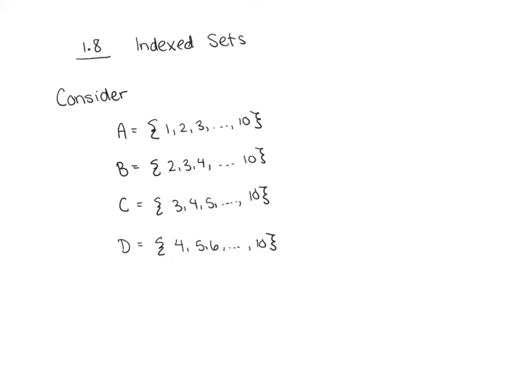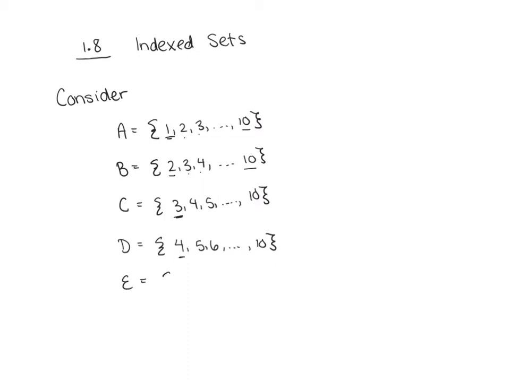In section 1.8, we want to talk about indexed sets. So let's consider an example to begin with. Let's say I've got a bunch of sets. A starts with 1, then 2, 3, all the way up to 10. B starts with 2, and then 3, 4, all the way up to 10. C starts with 3 and goes up to 10. D starts with 4 and goes up to 10.